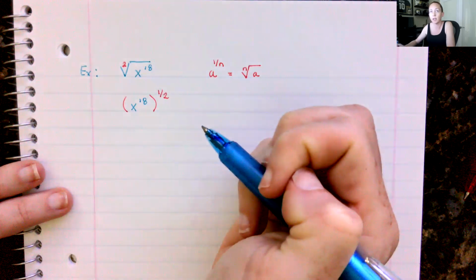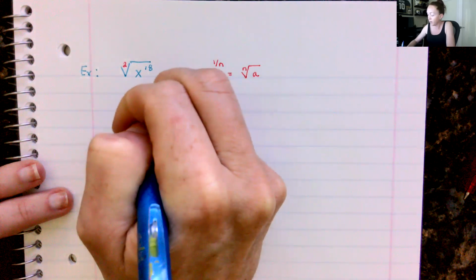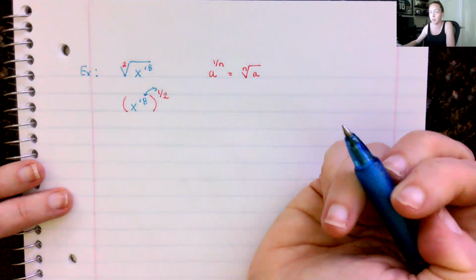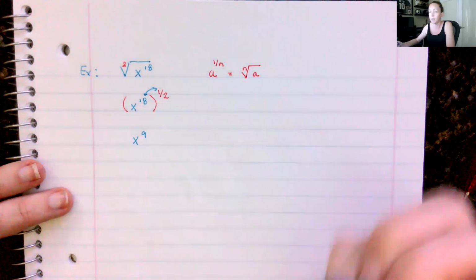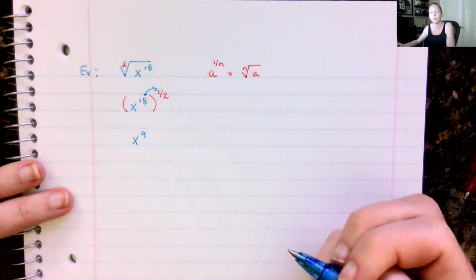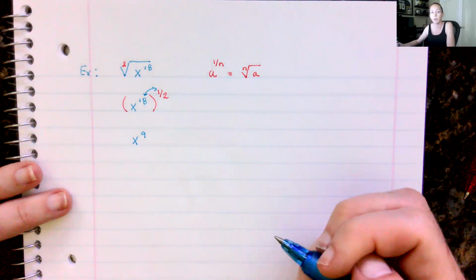I can then use my exponent property where these guys multiply. Right? So 18 times 1/2 is 9. Okay? X to the 9th power is going to be my solution.